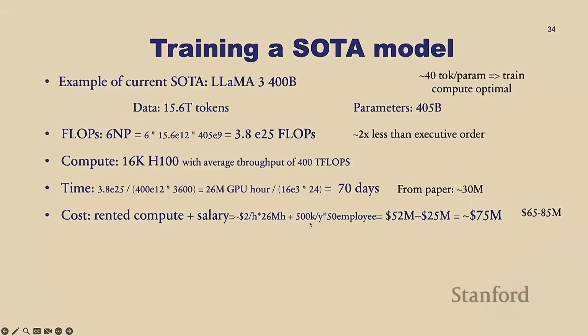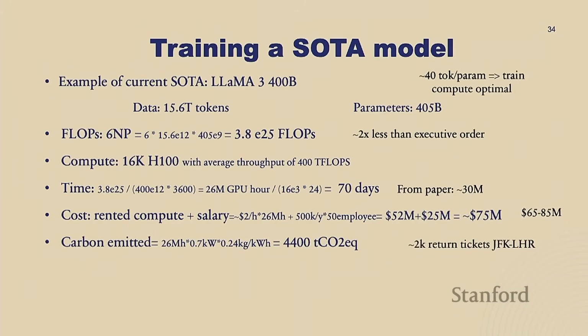Now salary, I said 50 employees, $500K per year. It's probably the right ballpark, 25 million. So if you put it all together, around $75 million for training this Llama model. I'm probably off by like 10 million, but that's the right ballpark.